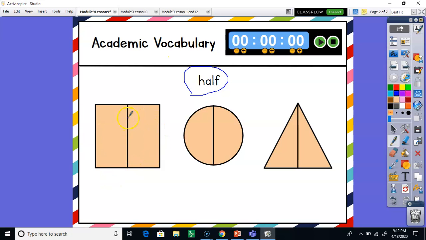So this is just a square, but it has a line down the middle because we are trying to show a half. If a shape is divided into two shapes, or two pieces, like this one is, it has to be equal on both sides. This one's also equal because this side is the same size as this side. This triangle is also divided into equal halves, or two equal parts, because this side of the triangle is the same size as this side.